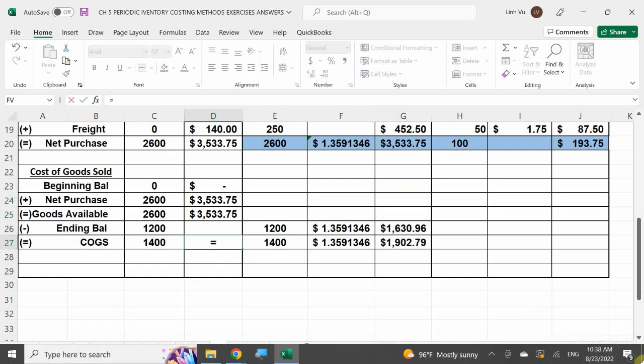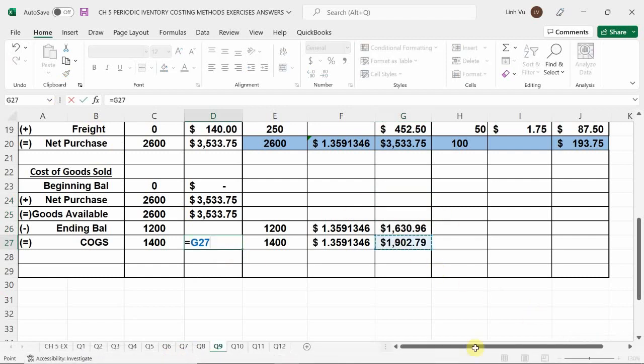So is this statement true? If my cost of goods sold is $1,902.79, I take my total goods available and subtract that. Do I get the same answer for my ending balance? And in this case, I do. I get $1,630.96. So again, boom, I'm done.